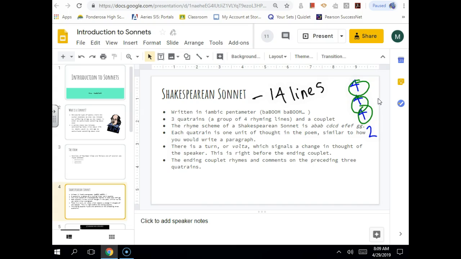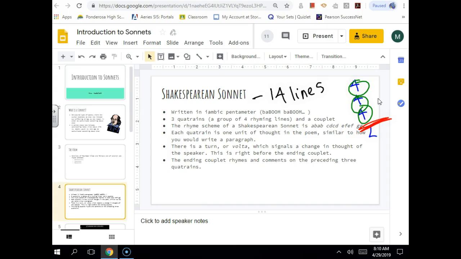Okay. So, this is right before the ending couplet. So, in this nice little diagram here, where would the volta go? Where in my 4s and 2s? Yes! Okay, it says, this is right before the ending couplet. Okay? So it's going to be idea, change of thought, I figured it out, here's my ending couplet. Okay? That's always where the volta is.